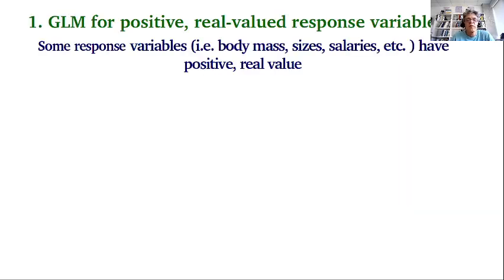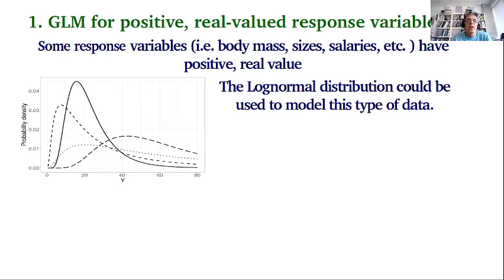So some response variables such as body masses, sizes, salaries have positive real values. The log normal distribution, here shown for different values of the mean and the standard deviation, could be used to model this type of data. We did so in the context of the general linear model by transforming this response variable with a logarithmic transformation, and the log of this response variable then had a normal distribution.